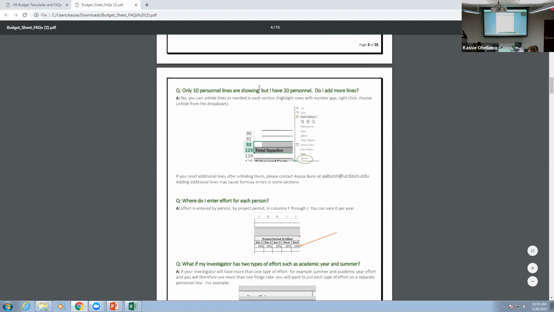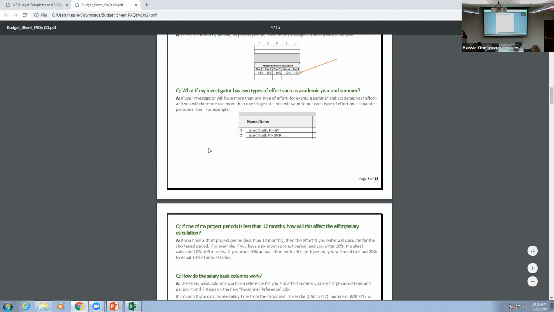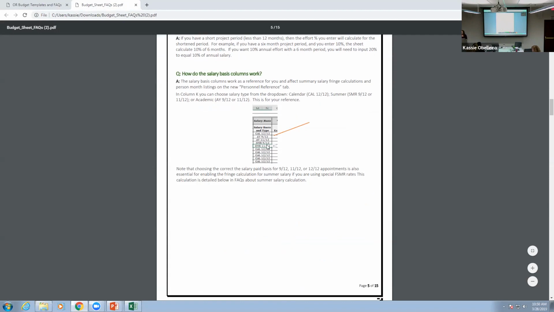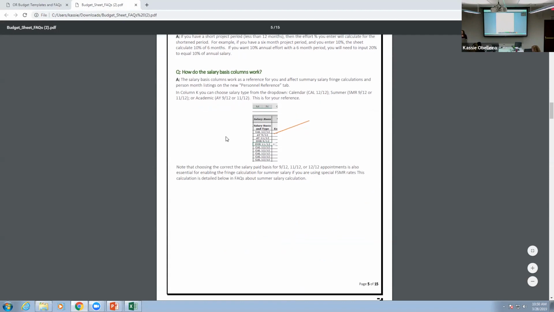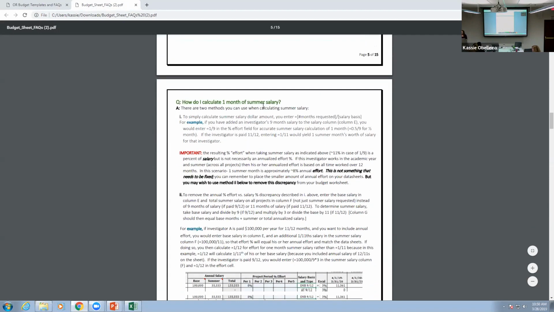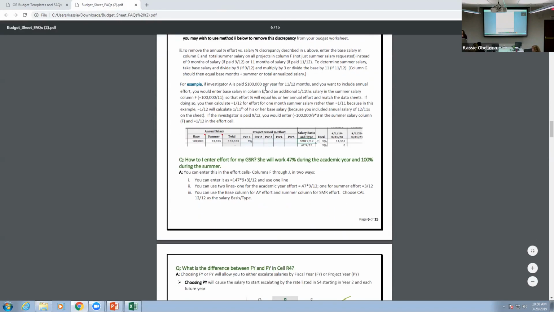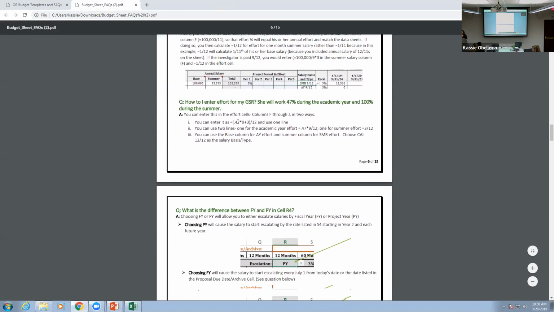If we scroll down here, it talks about how to unhide lines, how the salary basis columns work that we just talked about. How do I calculate 1 month of salary? That's that whole effort that we talked about. That's right in there. Here's some formulas for your GSR. Like this GSR is going to work 47% during the academic year and 100% during the summer. This shows you how to do that. 0.47 times 9 plus 3 divided by 12, right? That's that formula we talked about.